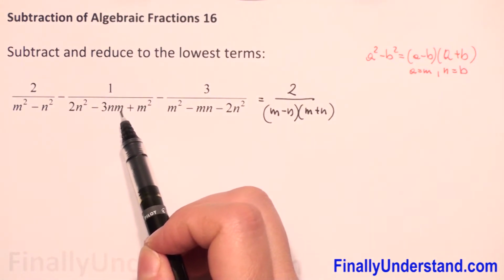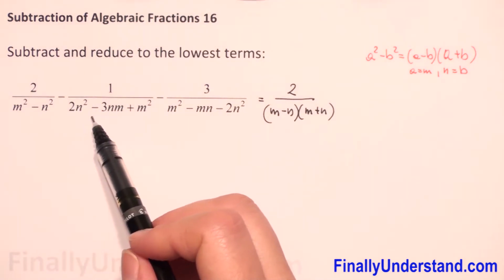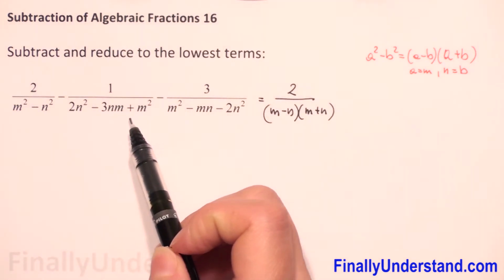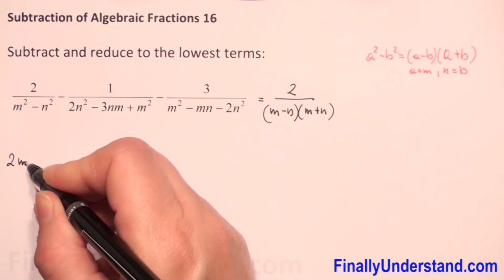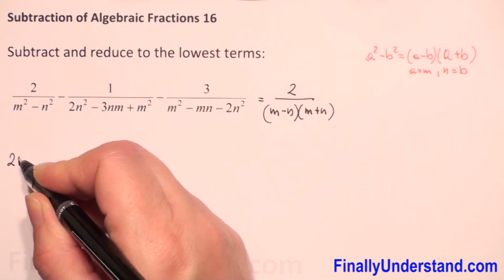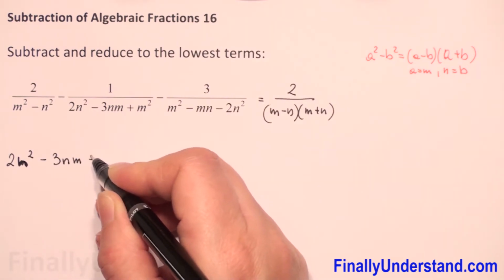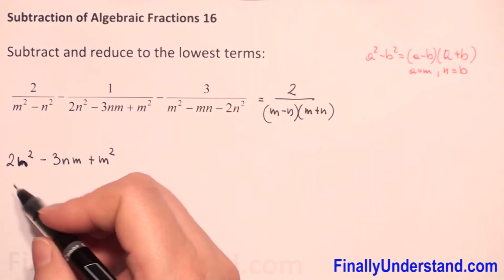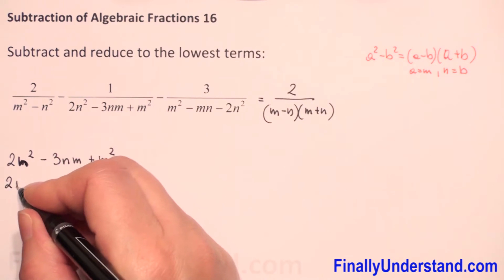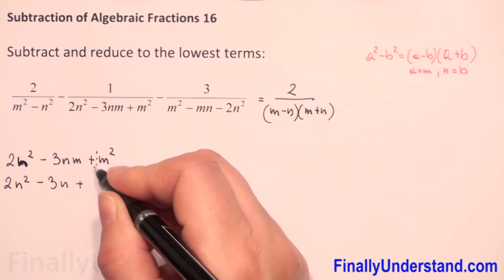If we forget about m, we can try to factorize our trinomial by the grouping method. Let me copy the second denominator. This is 2n, of course squared, minus 3nm plus m squared. So let me copy this trinomial without m. So it will be 2n squared minus 3n plus, this is like an invisible 1.